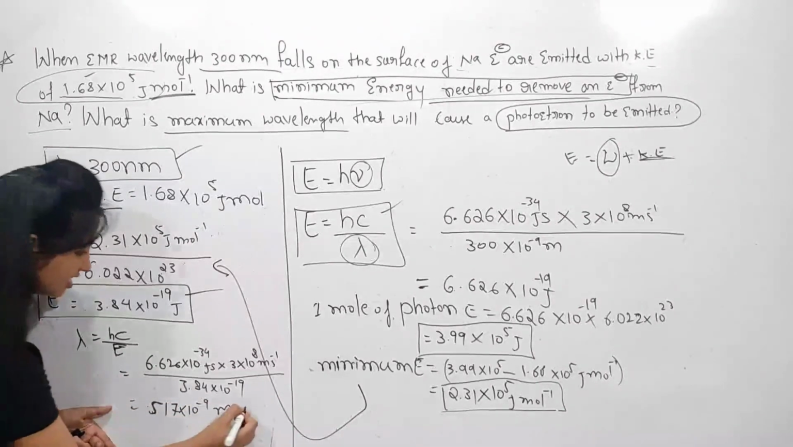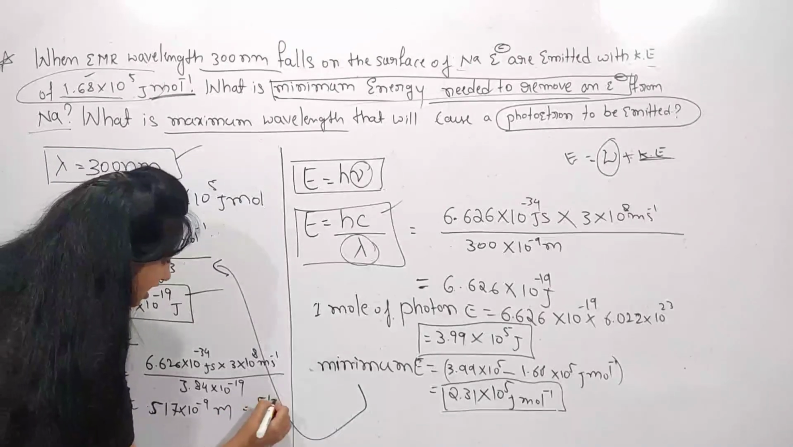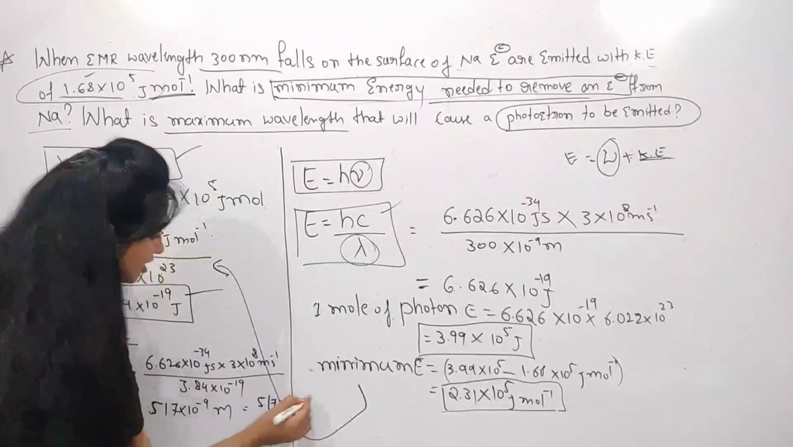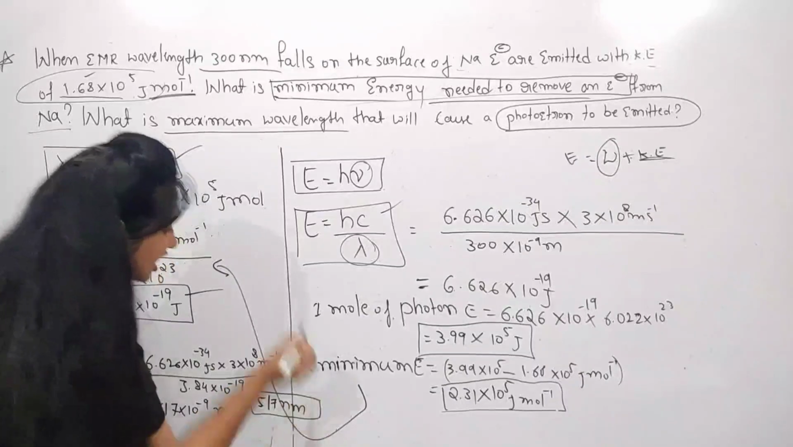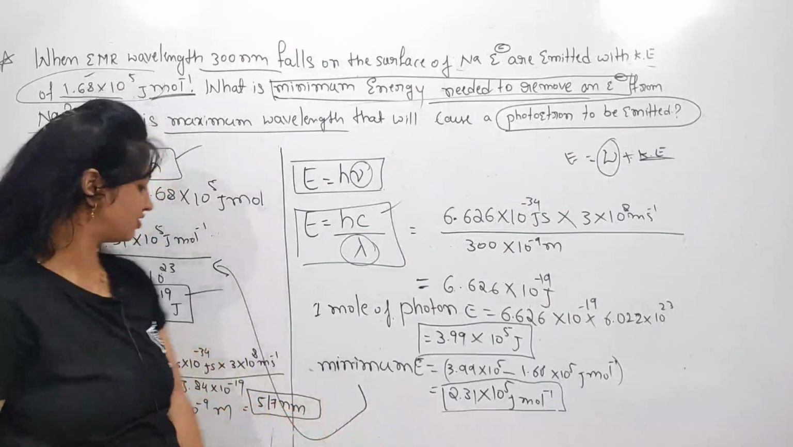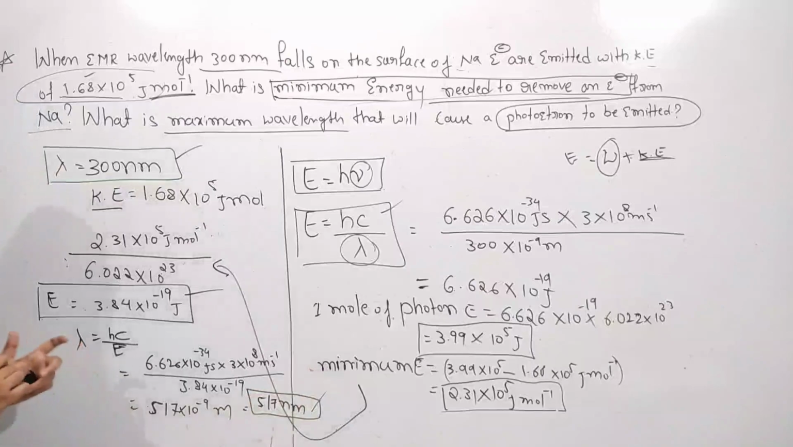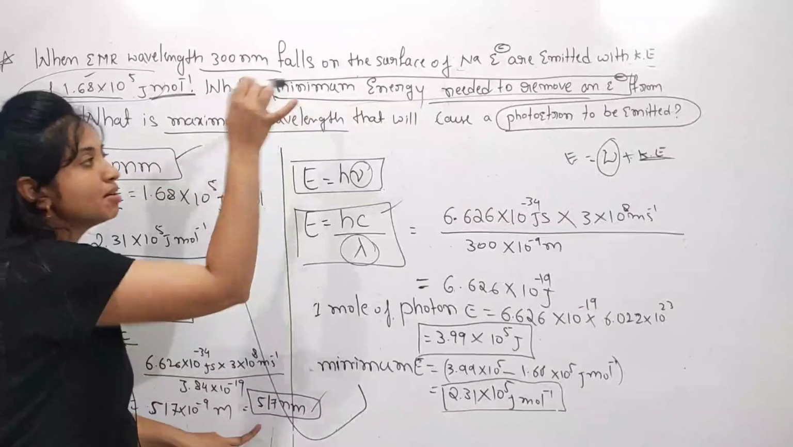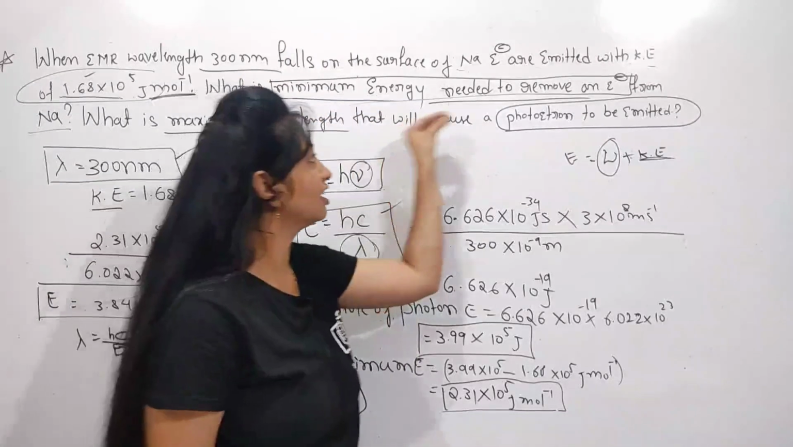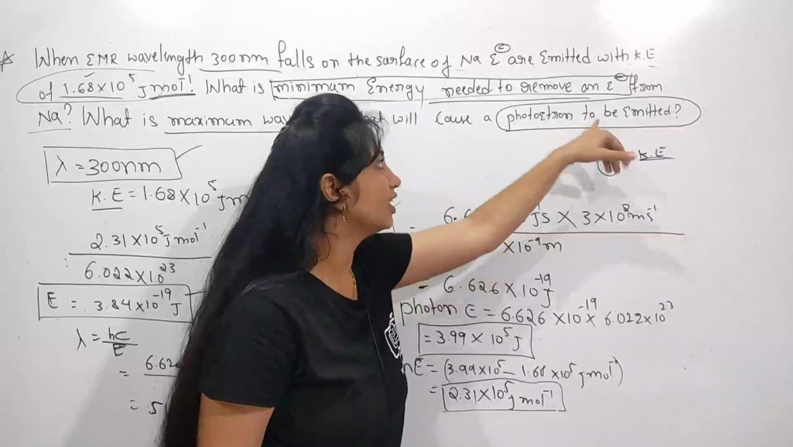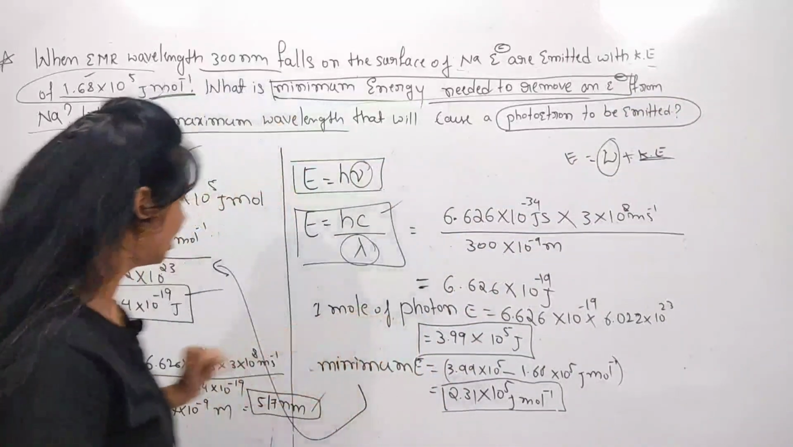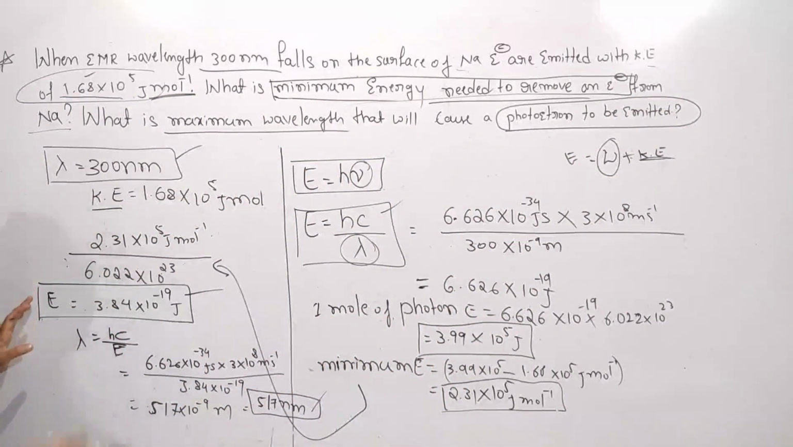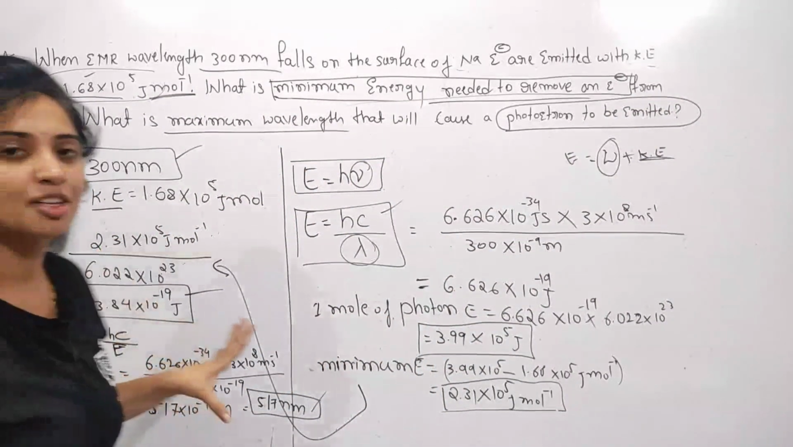I write this as 517 nanometer. This wavelength corresponds to a green light. So this is the maximum wavelength that will cause a photoelectron to be emitted. I hope you got clarity on the steps of this problem.